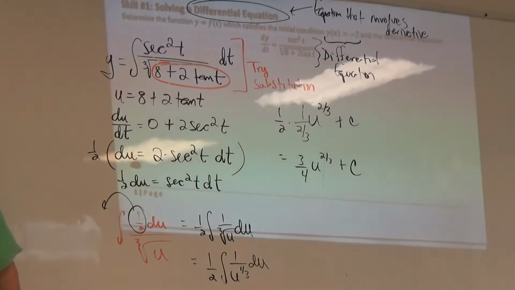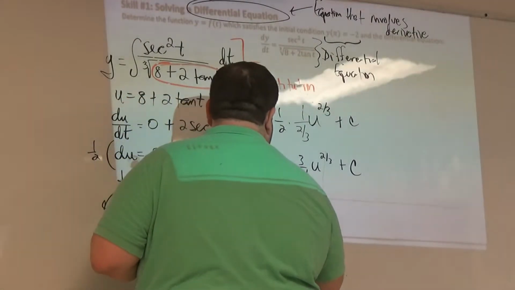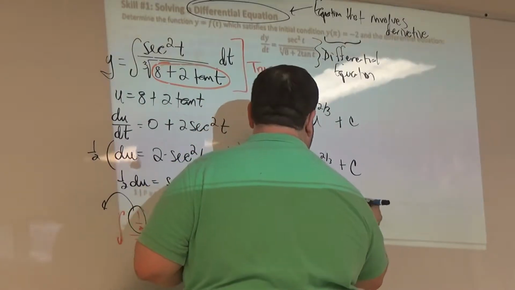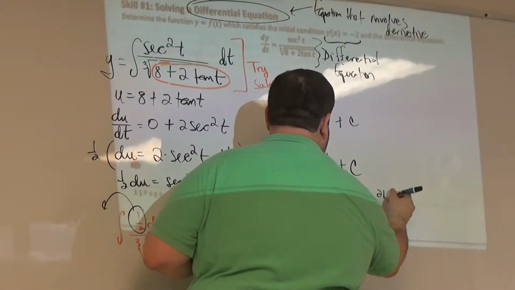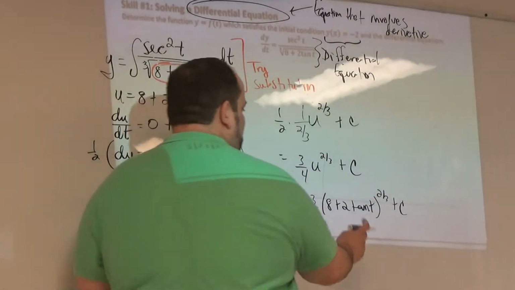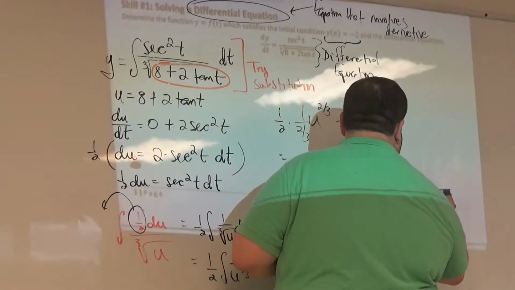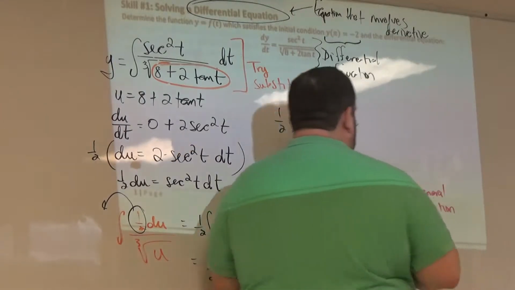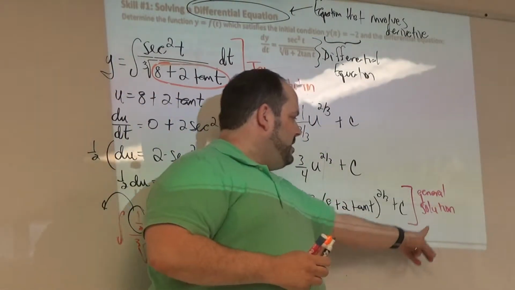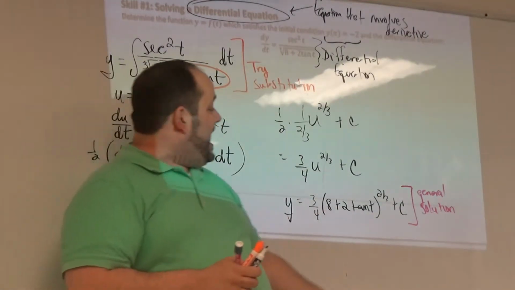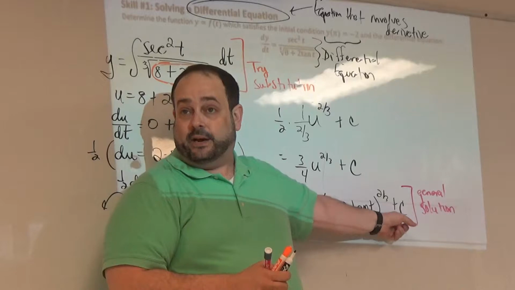Jasmine, why not? You need to rewrite what you used. Now you need to get that u back in there, right? So now I'm close. I'm going to say, oh, that means that y equals 3/4 times (8 plus 2 tangent t) to the 2/3 plus c. This guy right here, because it still has the plus c, we're going to call it a general solution. A general solution just means any equation of this form will satisfy the original differential equation. I still have the plus c in there.